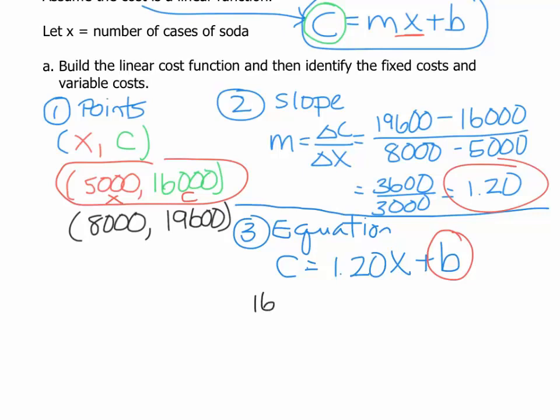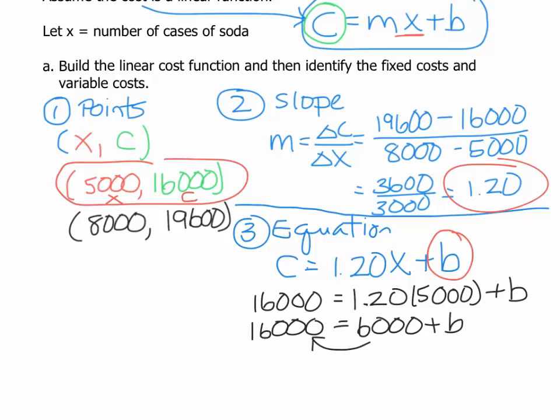So I'm going to have 16,000 equals 1.20 times 5,000 plus b. If I multiply the 1.20 times the 5,000, I get 6,000. Moving the 6,000 over by subtracting on both sides, I get b equals 10,000.